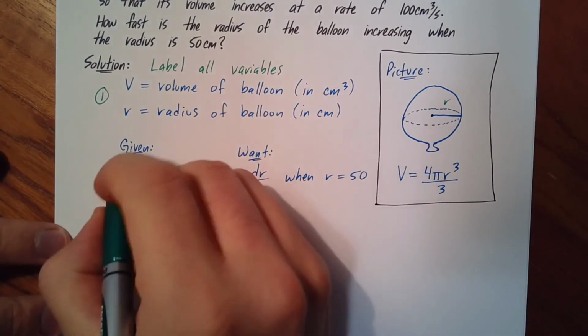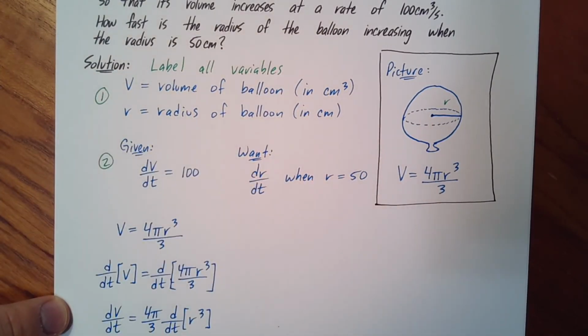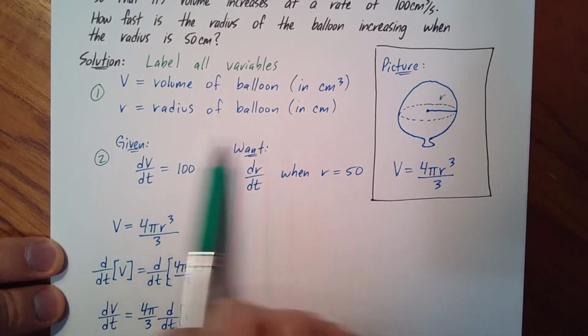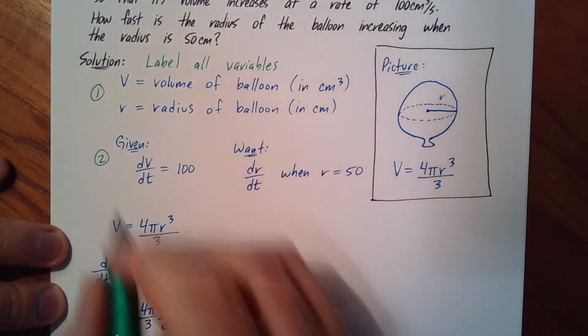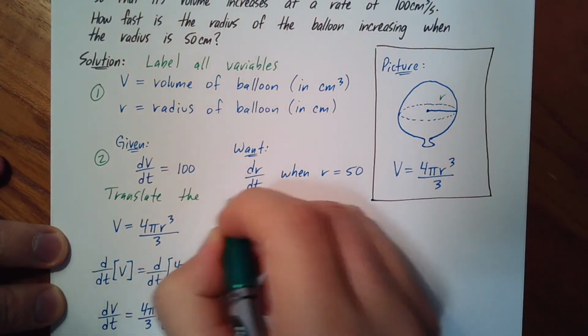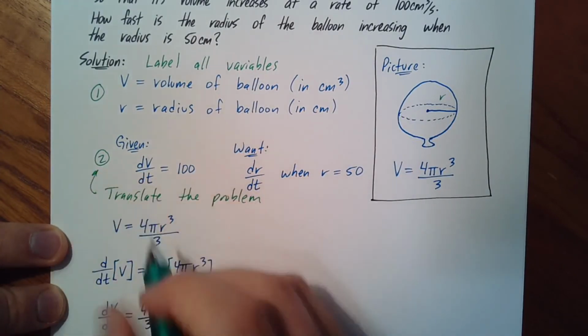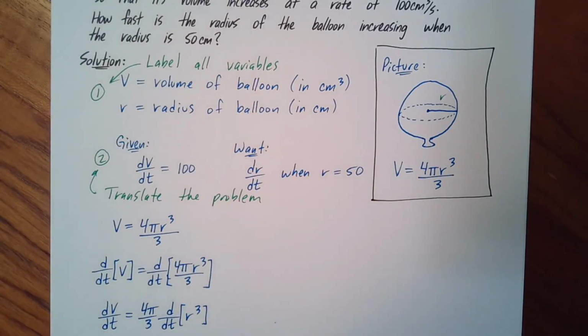Step 2, translate the problem into a mathematical problem. It's a word problem, but you want to phrase it like this so you can solve it using calculus. So translate the problem, just so we're clear on what's what.